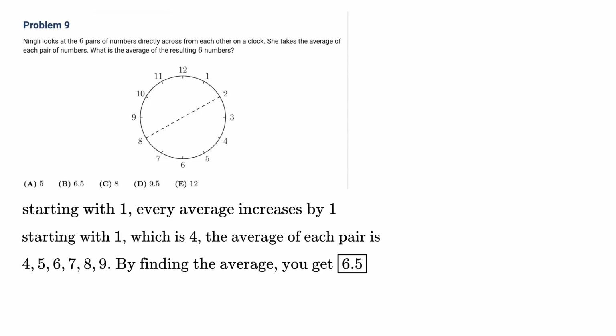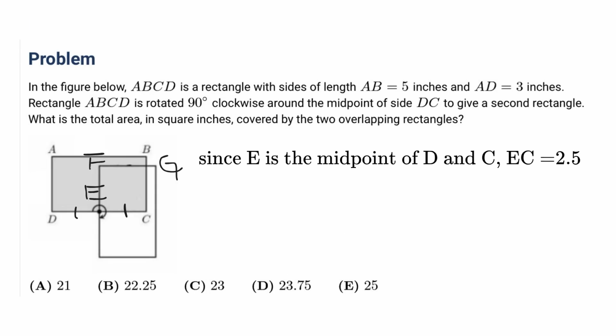Problem 10. In the figure below, ABCD is a rectangle with sides of length AB equals 5 inches and AD equals 3 inches. Rectangle ABCD is rotated 90 degrees clockwise around the midpoint of side DC to give a second rectangle. What is the total area in square inches covered by the 2 overlapping rectangles?